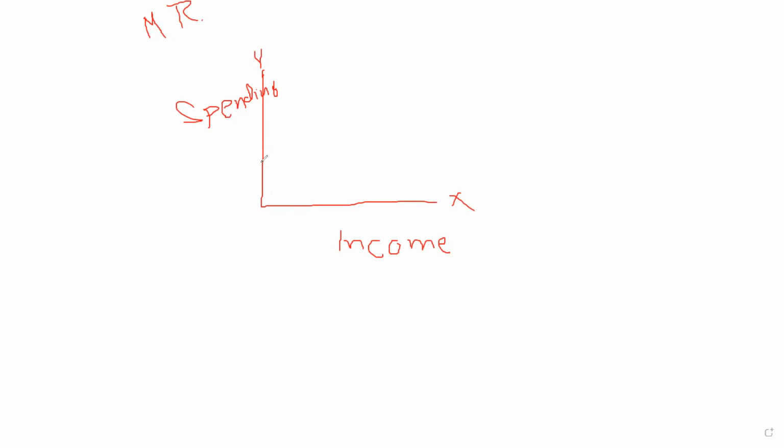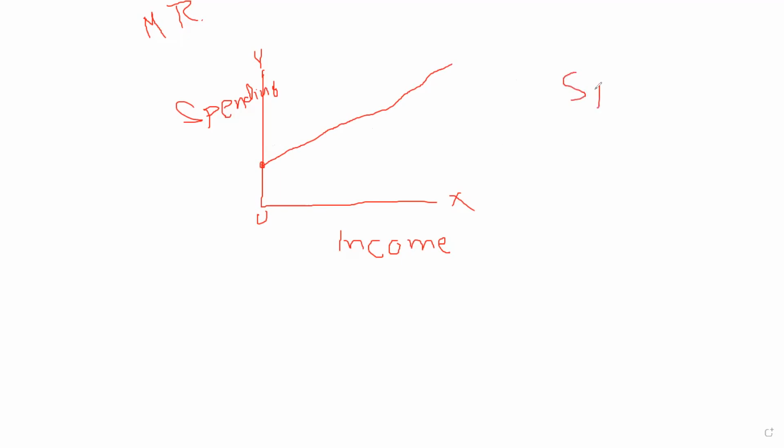So let's say when you have zero income, this is 0. When you have 0 income, even then you have some spending, because certainly some bills have to be paid. But as your income goes up, your spending also goes up. So this is a simple graph that I plotted. Now, what is the equation of this graph?